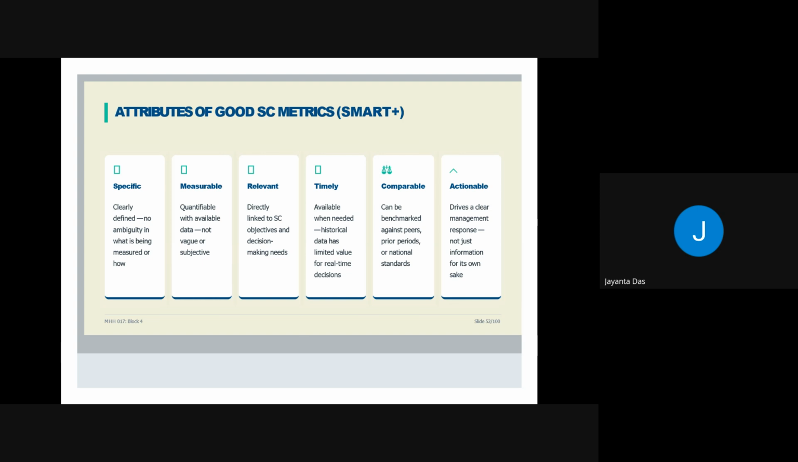It should be timely, available when needed. Historical data has limited value for real time decisions. Comparable, can be benchmarked against peers, prior periods, and national standards. And actionable, that drives a clear management response, not just information for its own sake. Just collecting the information and then forgetting about it is of no use. So we need to take action on whatever information we derive from all this data collection.